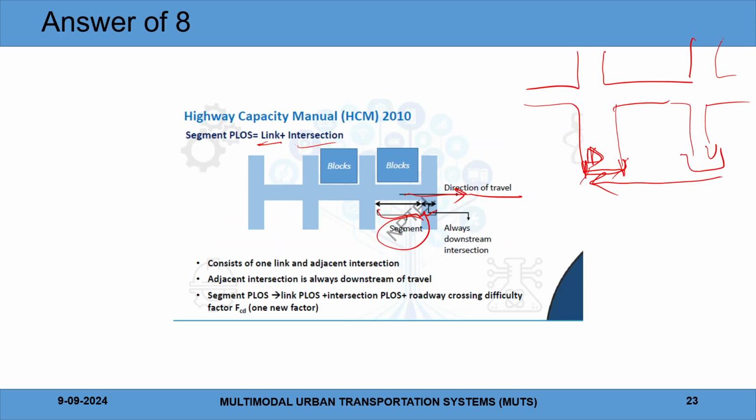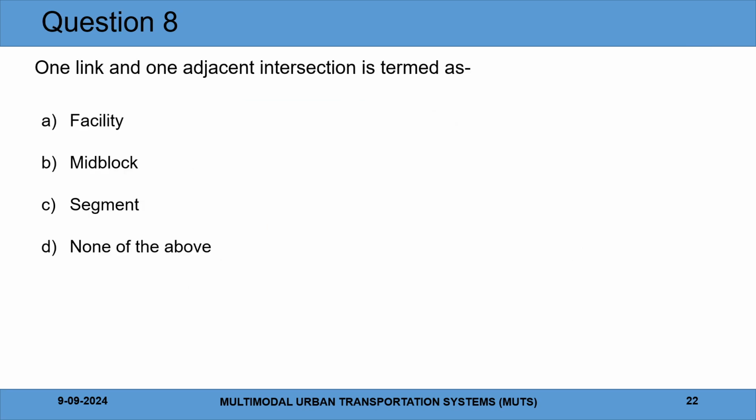Here also, direction of the travel is important. So the direction of the travel is in this direction, and so this one is the link plus this intersection. This one is the total segment, and this is always the downstream intersection. So option C will be the correct answer here.